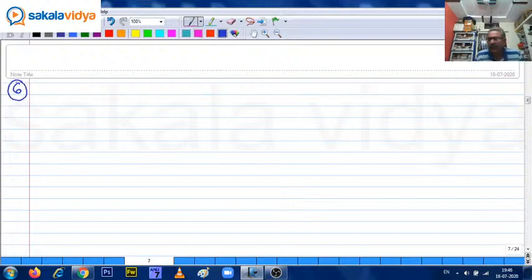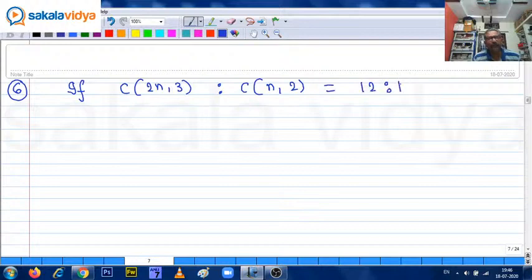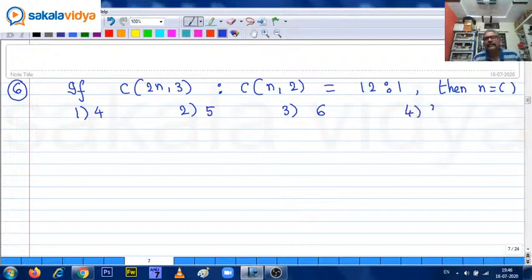Sixth question. Sixth problem. If C of 2n comma 3, this we can denote by this also, 2nC3 is to C of n comma 2, nC2, equal to 12:1, then n equals to, first option 4, second option is 5, third option is 6, fourth option is 8.